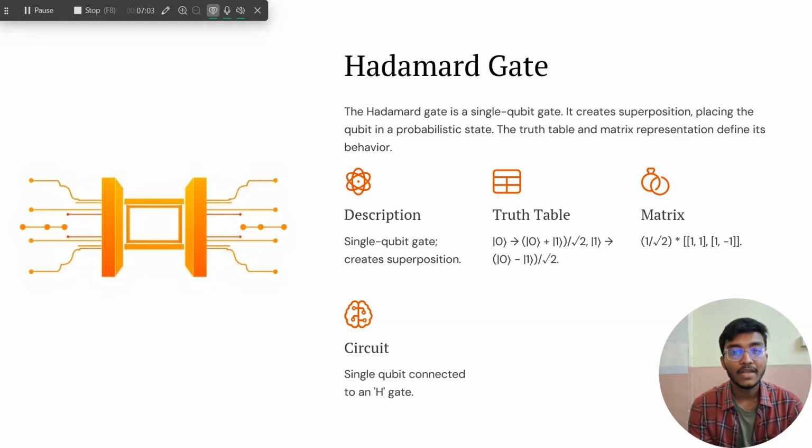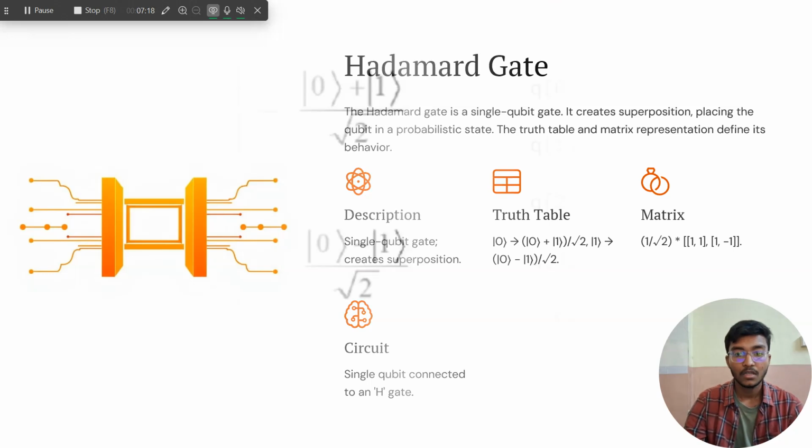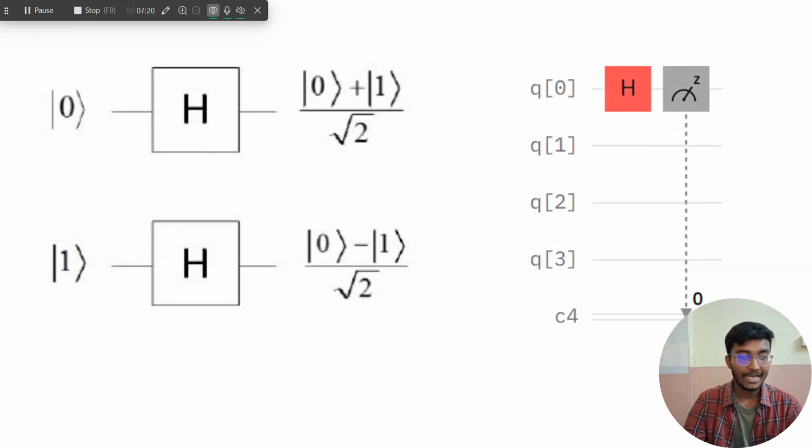The main point of the Hadamard gate is that it creates superposition, and we can see the single qubit connected to a Hadamard gate. Its symbol is the Hadamard gate, the letter H written in a square. That's the symbol of the Hadamard gate, and its matrix can be seen here on the left side: for |0>, 1 upon root 2 times |0> plus |1>, and for |1>, 1 upon root 2 times |0> minus |1>. So we have one positive sign and one negative sign.